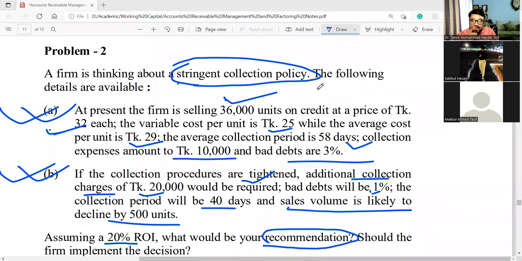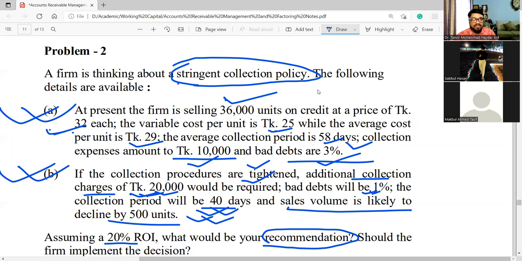Just repeating, so we are given information about a firm. They have an existing policy, they want to tighten it into a new policy. So what's the existing policy? They are selling 36,000 units now at price 32, and their variable cost per unit is 25, and their average cost is 29. Average collection period is 58 days and collection expenses are 10,000, and existing bad debt is 3%. তারা তো টাইট করতে চায়, তারা কঠিন করতে চায় আর একটু। So they want to tighten their policy and then their additional charges will be 20,000. 20,000 খরচ বেড়ে যাবে। Bad debt will reduce to 1%, কমে যাবে ব্যাড ডেট। কালেকশন পিরিয়ডও কমে যাবে, collection period will be 40.